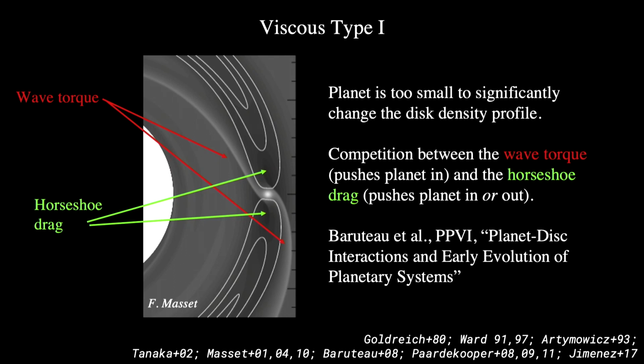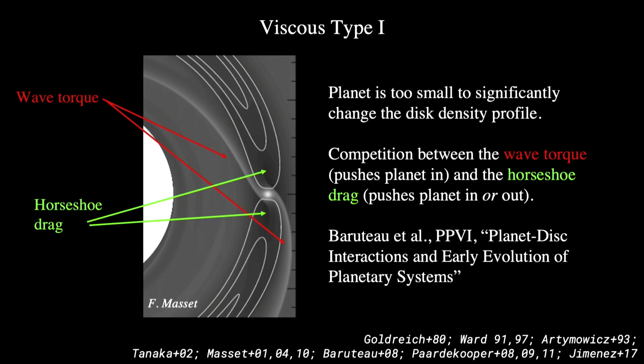Another place that we need to worry about is the horseshoe orbits. This is also referred to as the co-orbital region. Within the co-orbital region, gas follows these lines. They approach the planet, turn around, leave the planet, come back on the other side, turn around, and leave the planet again. They're trapped in that co-orbital region and orbit with the planet.